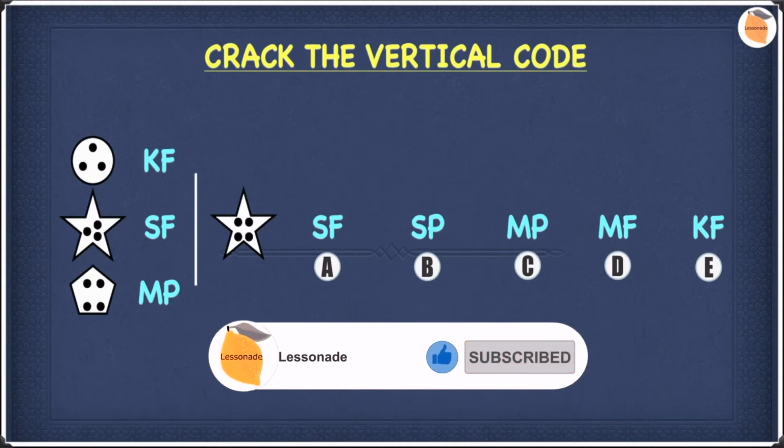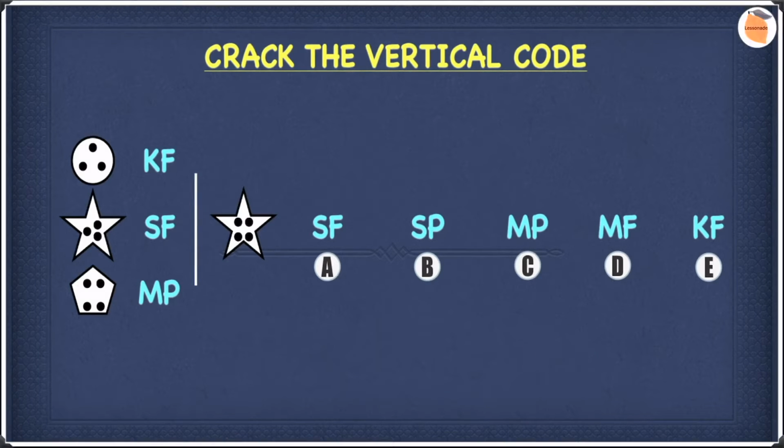Let's have a look at this example, and in this example we have 3 shapes and 3 two-letter codes. Our job is to find what each of these letters mean, and once we've done that, we can use it to find the code for the shape on the right.